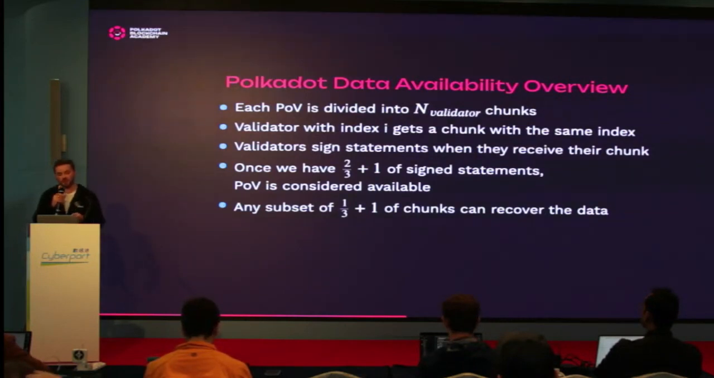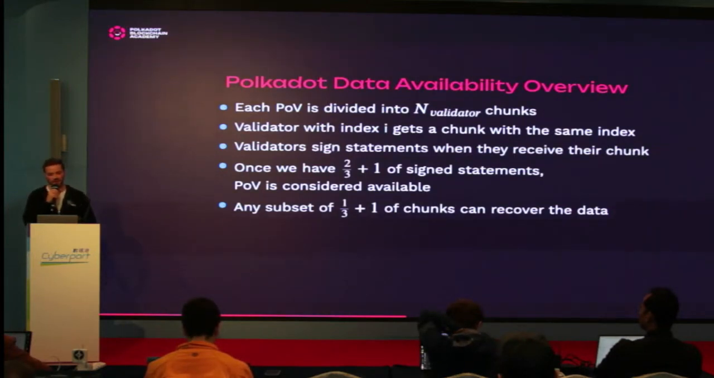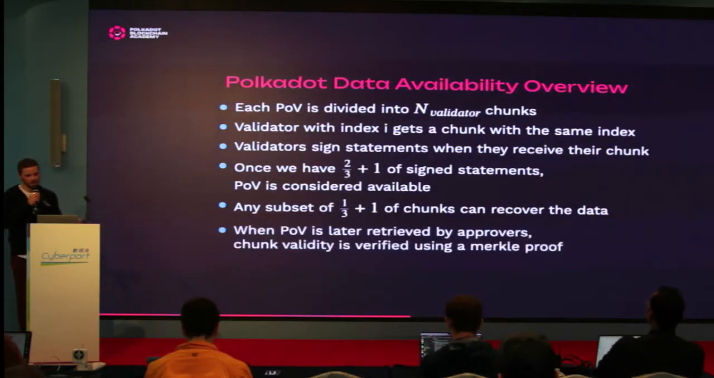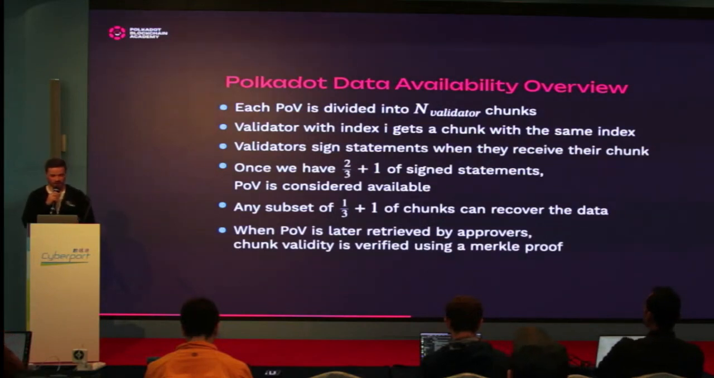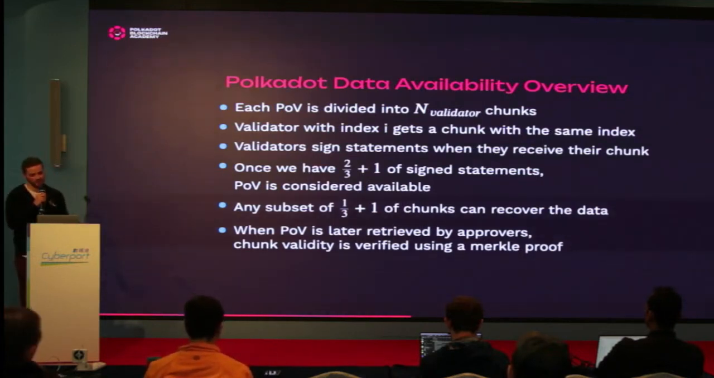So how do we get our 2/3 plus 1 from the second to last bullet point? That is, we are accounting for a potential up to 1/3 of validators who are behaving maliciously. So if we have 1/3 that are lying about having their chunks and another third that actually do have their chunks and are willing to pass them on to approvers, then we are still good. We have our 1/3 that we need for erasure coding to reconstruct. Oh, and when the POV is later retrieved by approvers, chunk validity is verified using a Merkle proof, and we'll get into the details of that in a bit.